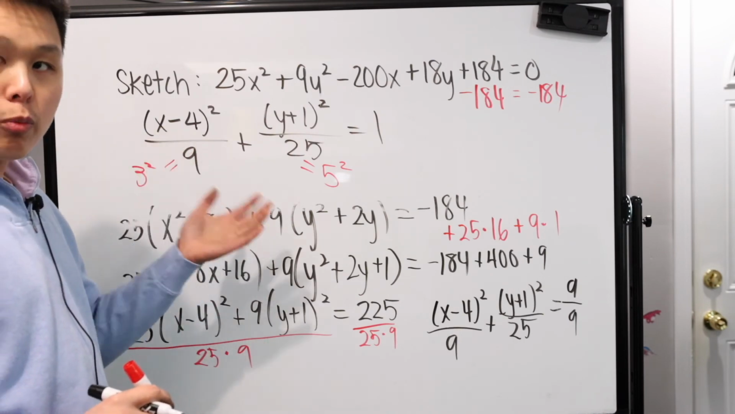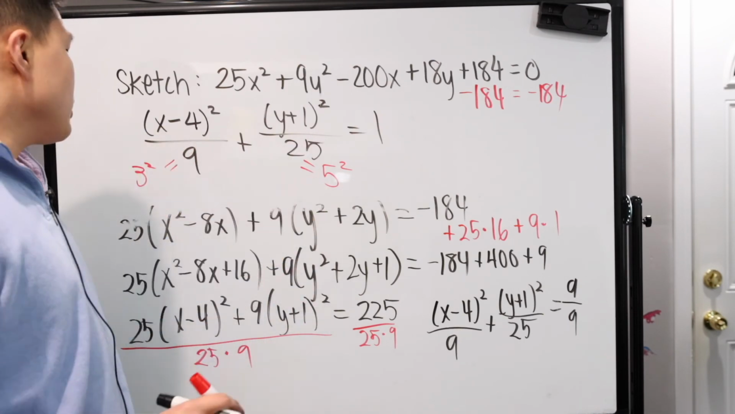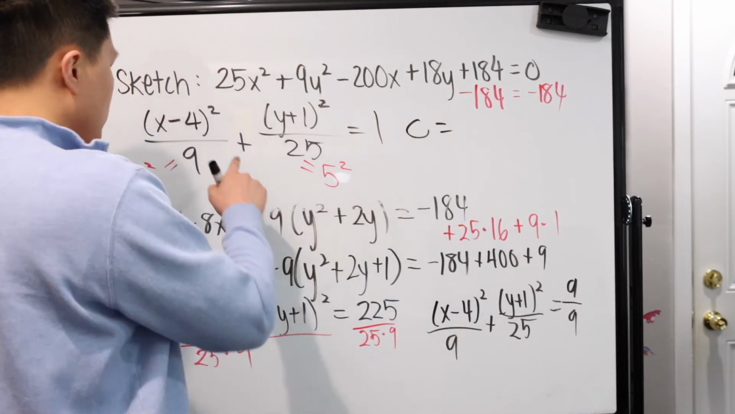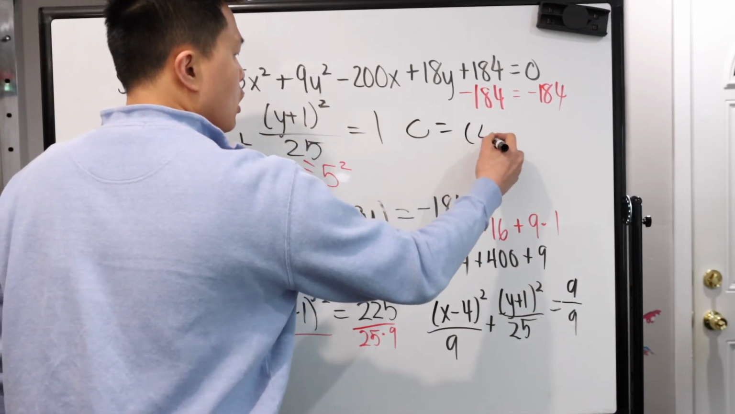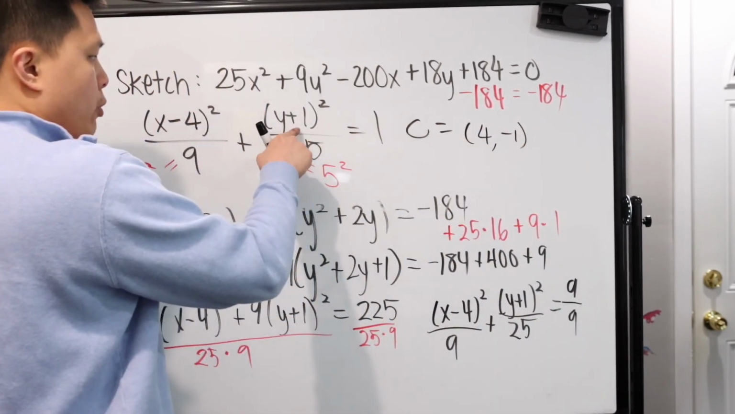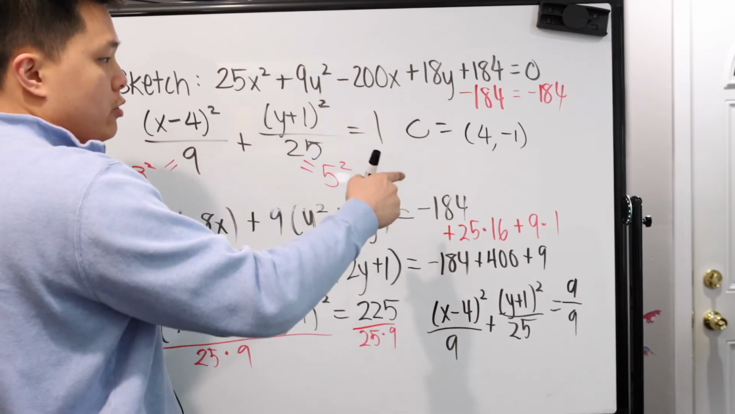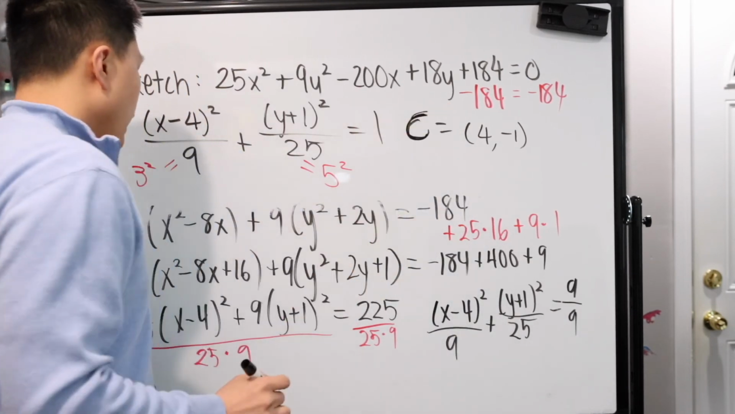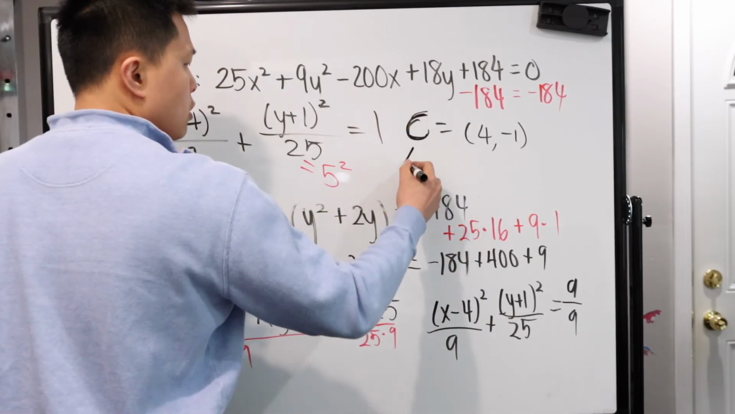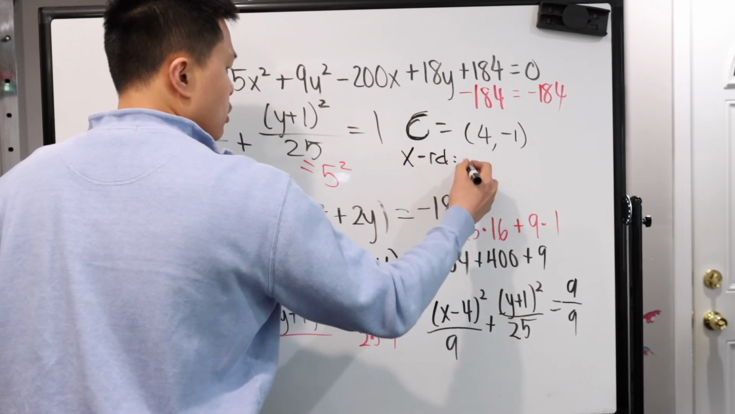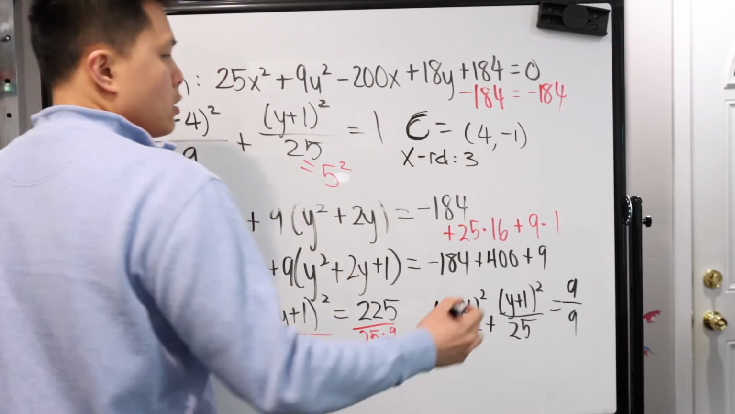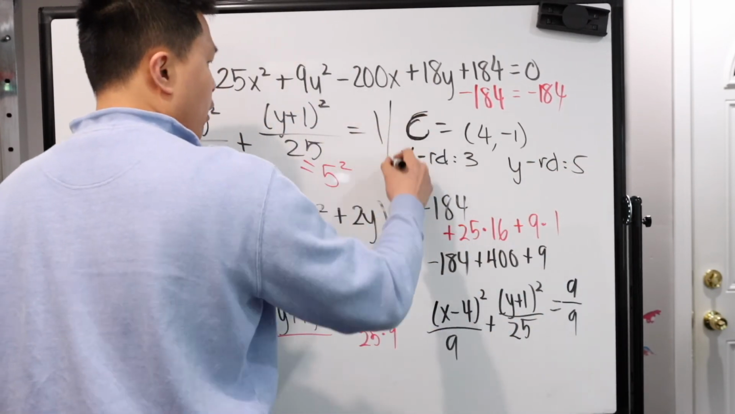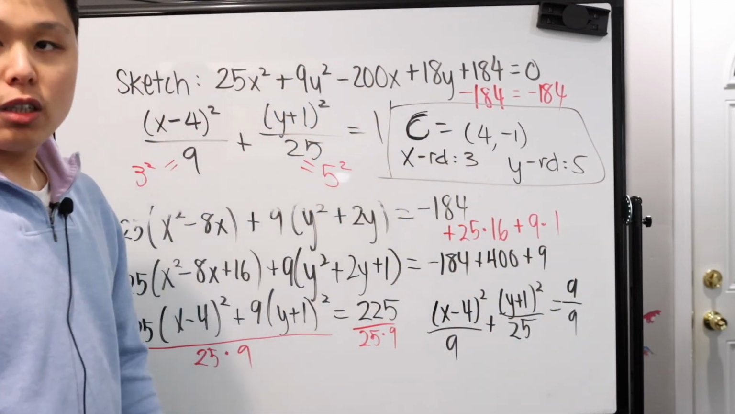We have all the information we need. I'm not going to actually sketch it, but I mean, we can if we really wanted to, right? Because guess what? Our center is going to be 4, comma, negative 1. Remember, this is a plus, which is supposed to be minus minus, right? So that's going to be negative 1. That's our center. And then we have our x radius. It's just going to be 3, and our y radius is going to be 5. And just like that, we have all the information we need to make a sketch of an ellipse.